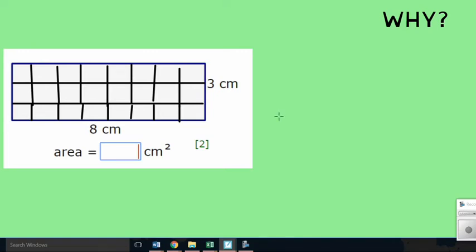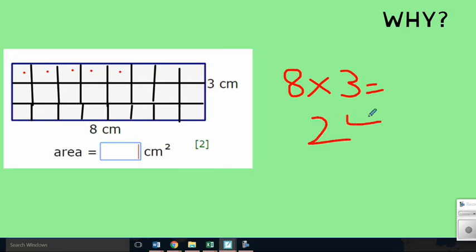So rather than just counting them, as before when we just did 1, 2, 3, 4, 5, in Year 6, we know our 8 times table. So we know we've got 8 there. Another lot of 8 would be 16. And another lot of 8 would be 24. So all we're doing there is 8 times by 3 rows up. Okay? So in your answer, you would just type in there 24, and they've already got centimetres squared for you.